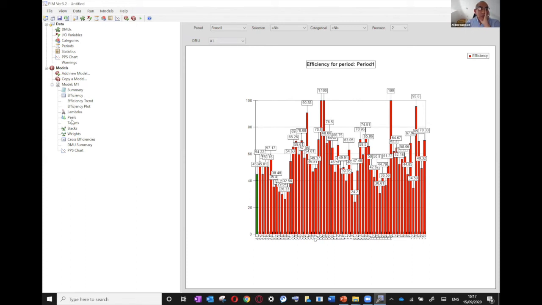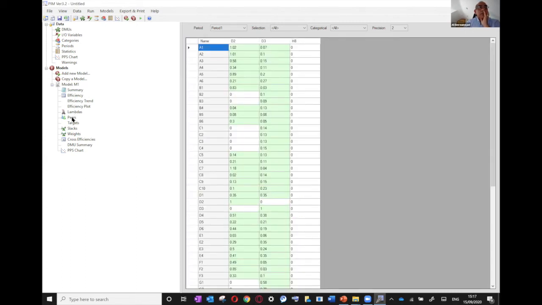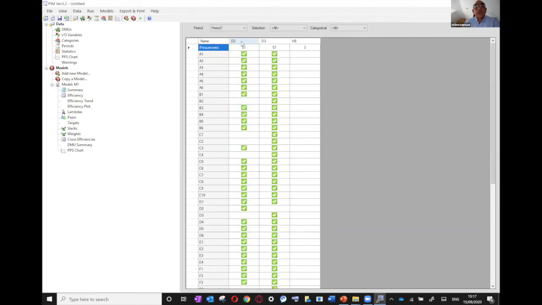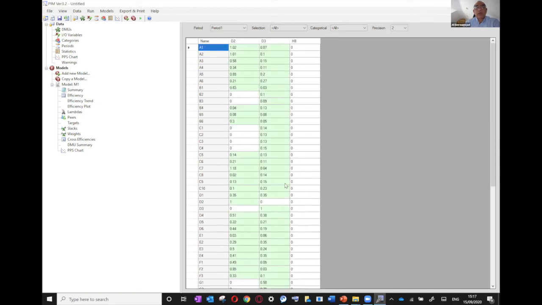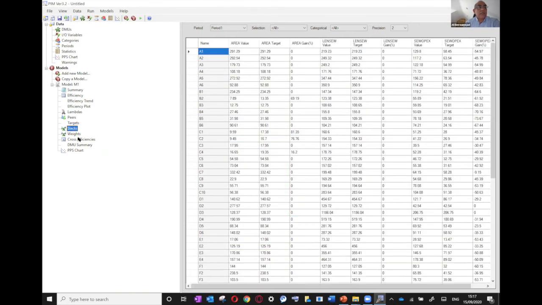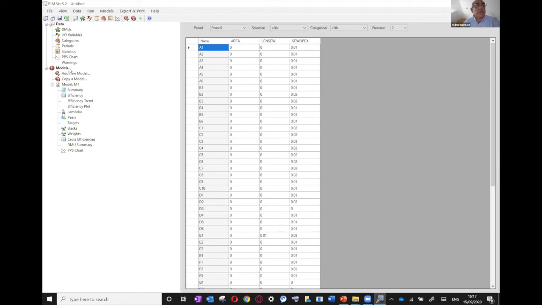On top of those, other information such as lambdas, for example, the peers can be seen. For example, in this case, D2 and D3 are the most popular DMUs that are peers to other DMUs. In fact, D2 has appeared 51 times, D3 has appeared 53 times, and H8 appeared 3 times as a peer to other DMUs. If you look at the lambdas, you can also get the value of the lambdas; wherever the lambda is positive, those DMUs appear to be peers. The targets, slacks, weights, all of these are also produced here.